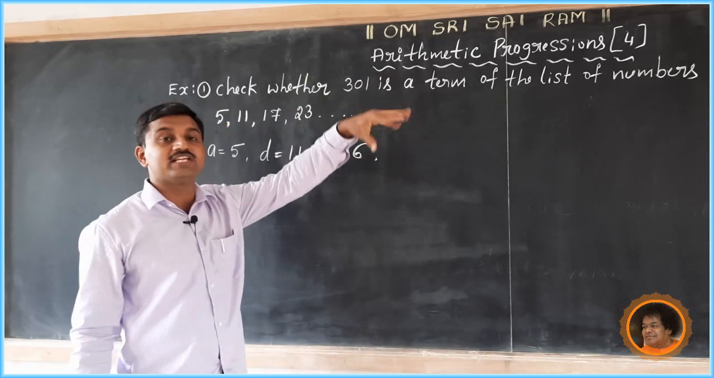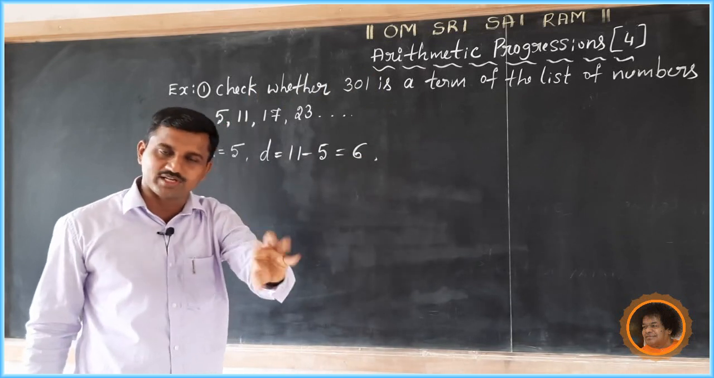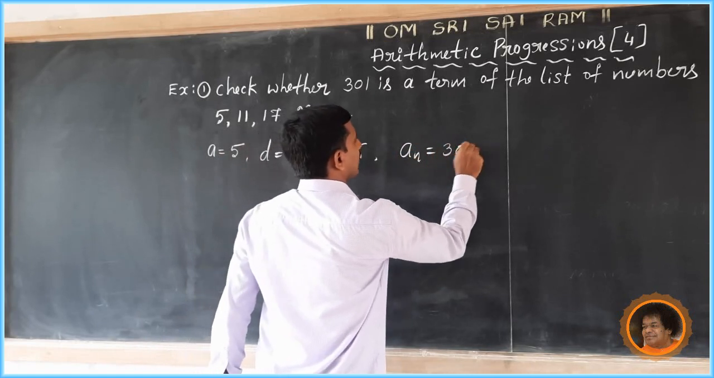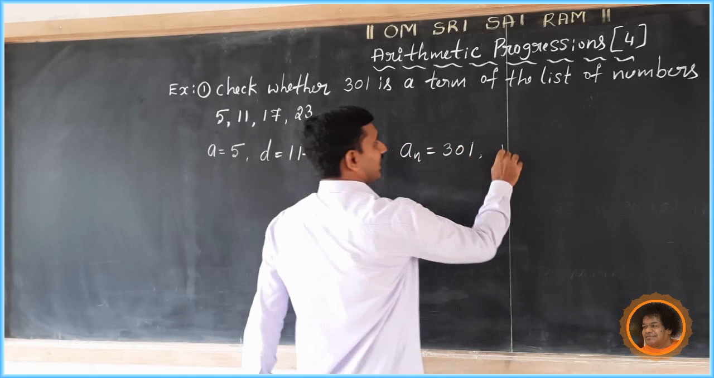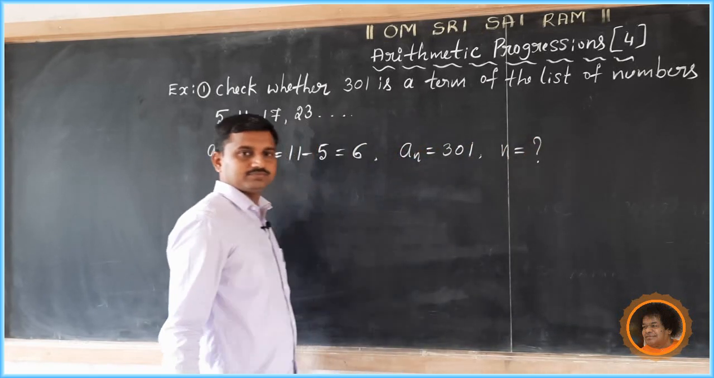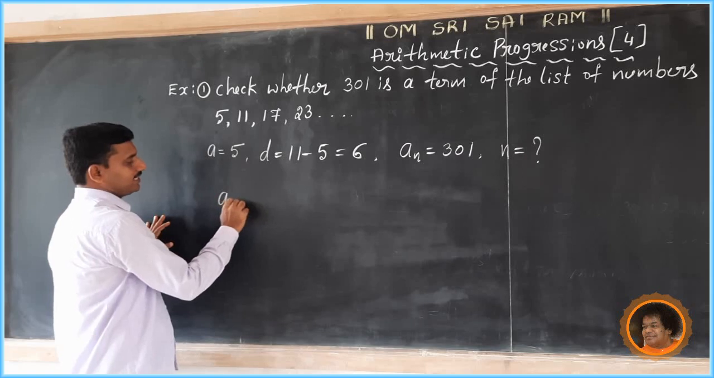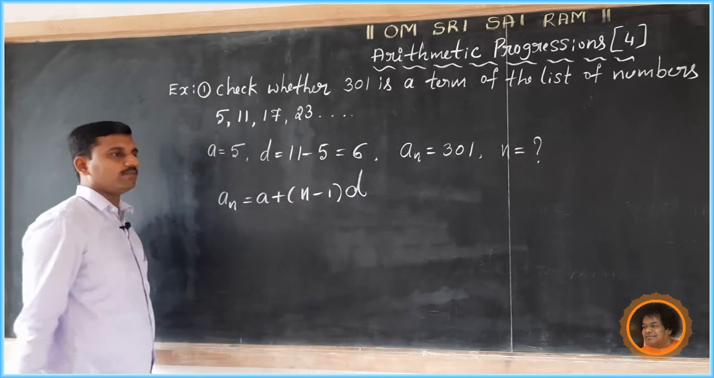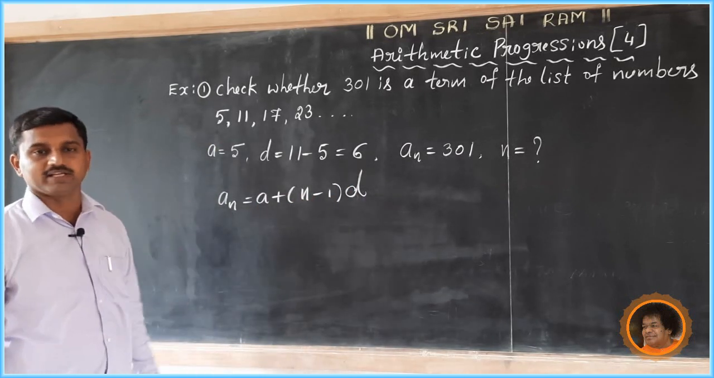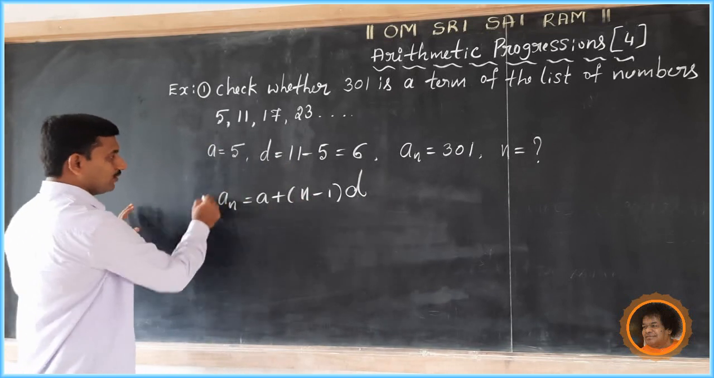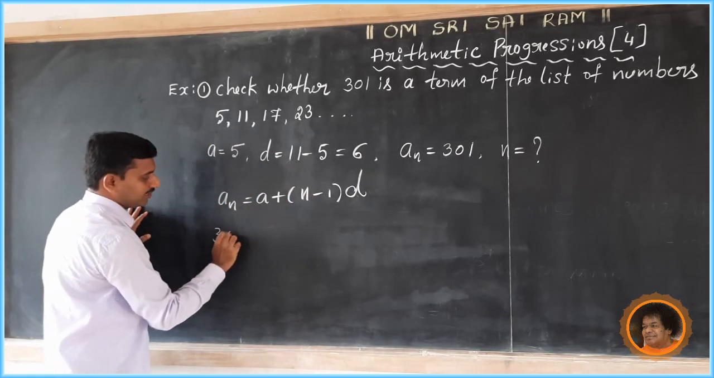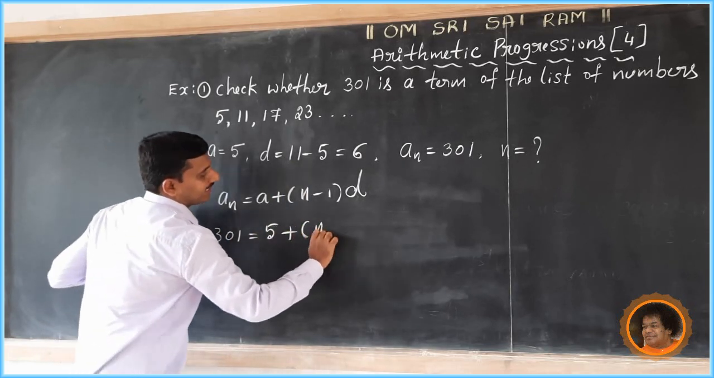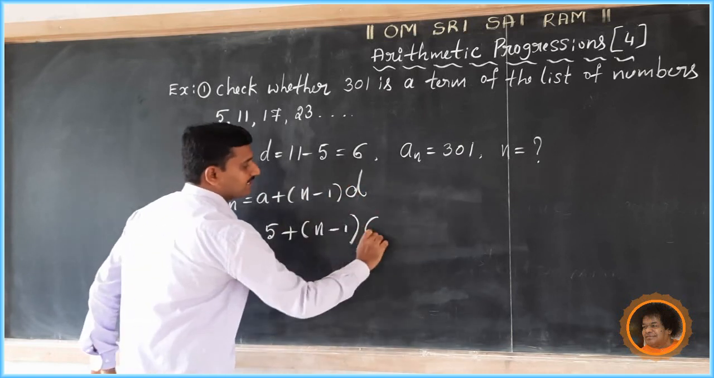So what about 301? Check whether 301 is a term. Suppose 301 is a term, say that is An. So An equal to 301. So we have to find the number of terms. So what is the formula? An equal to a plus (n minus 1) into d. This is the formula to find the nth term of an arithmetic progression or the number of terms. Now substitute the values. An is 301 equal to, a first term is 5, plus (n minus 1) into d, common difference 6.